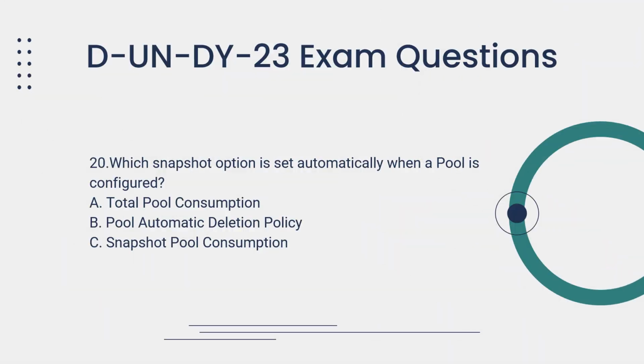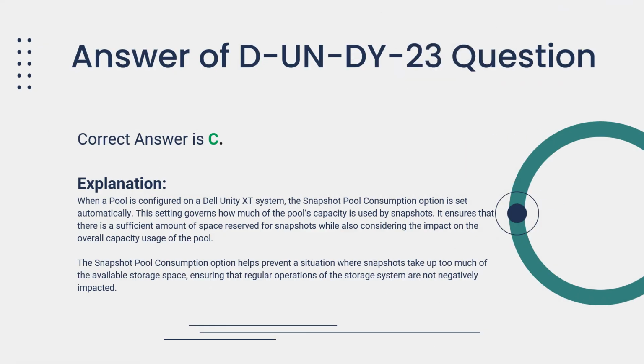Which snapshot option is set automatically when a pool is configured? A. Total pool consumption. B. Pool automatic deletion policy. C. Snapshot pool consumption. Correct answer is C.